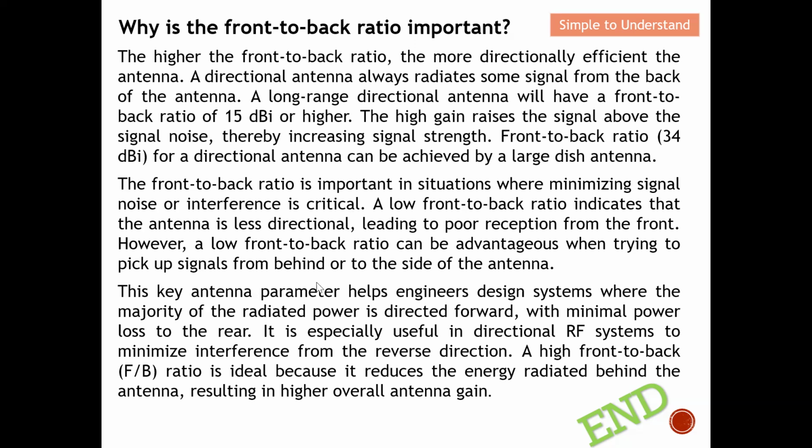The key antenna parameters help engineers design systems where the majority of the radiated power is directed forward, with minimum power lost to the rear. It is especially useful in directional RF systems to minimize interference from the reverse direction. A high front to back ratio is ideal, because it reduces the energy radiated behind the antenna, resulting in a higher overall gain. So with this, I would like to end my discussion. But over here, you can see that if you understand the term front to back ratio, you can easily apply this to the front to rear ratio also.